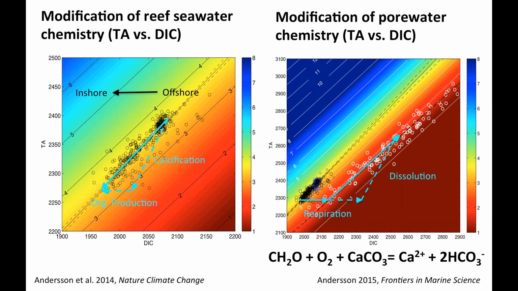This is what we refer to as metabolic dissolution, where the aerobic decomposition of organic matter results in stoichiometrically proportional dissolution of calcium carbonate, resulting in an increase of alkalinity and DIC in a ratio of 1 to 1.